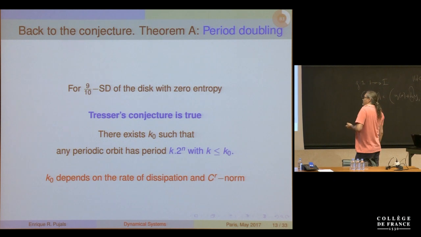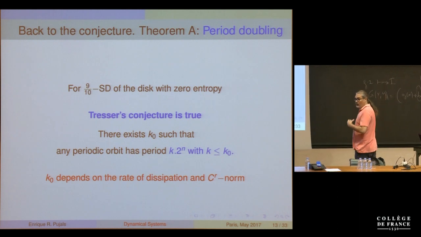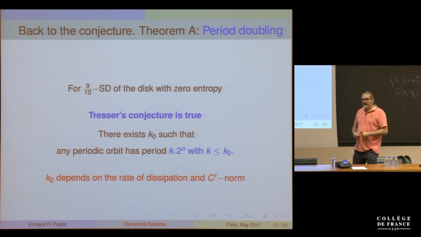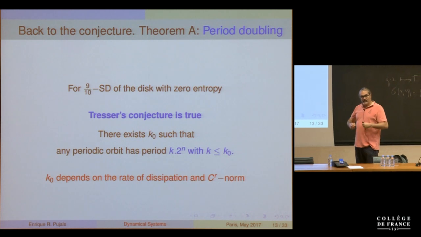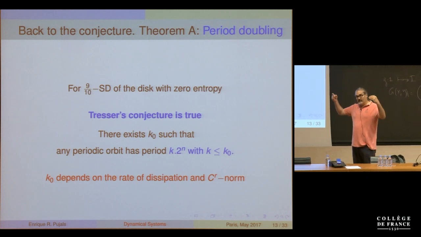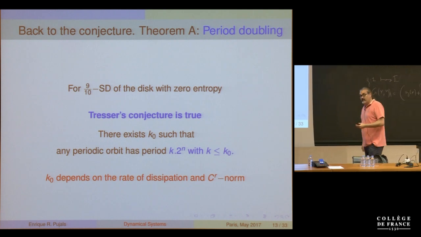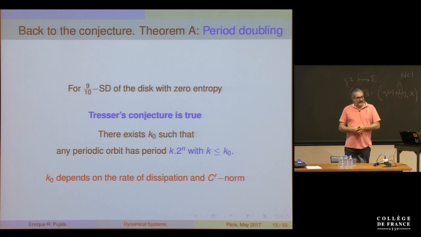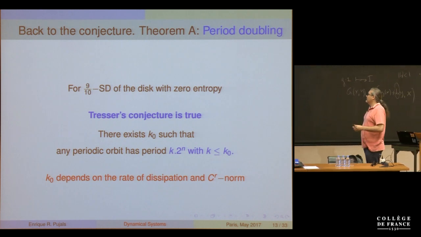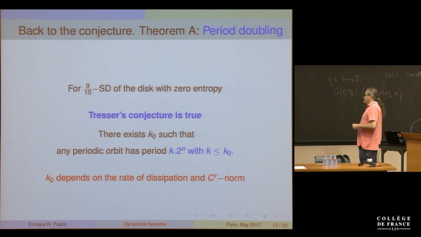And this K0, related to the proofs, is going to depend on the rate of dissipation and the CR norm. In fact, if your rate of dissipation is allowed to go to 1, this K0 starts to increase. It's something they have already observed on the Hénon family, but we will see why it is related to the rate of dissipation.